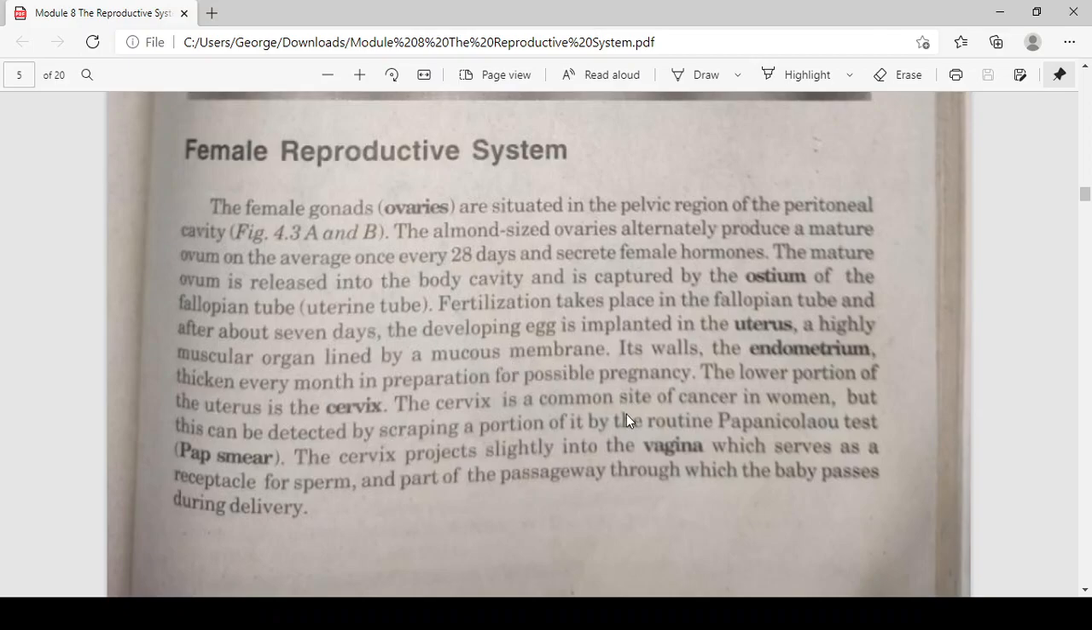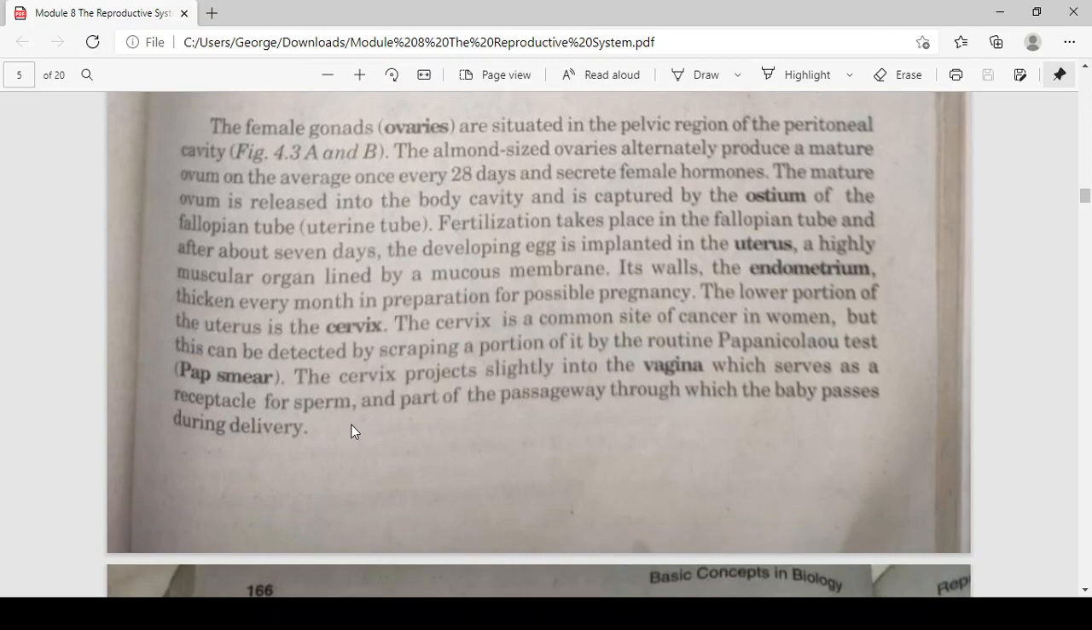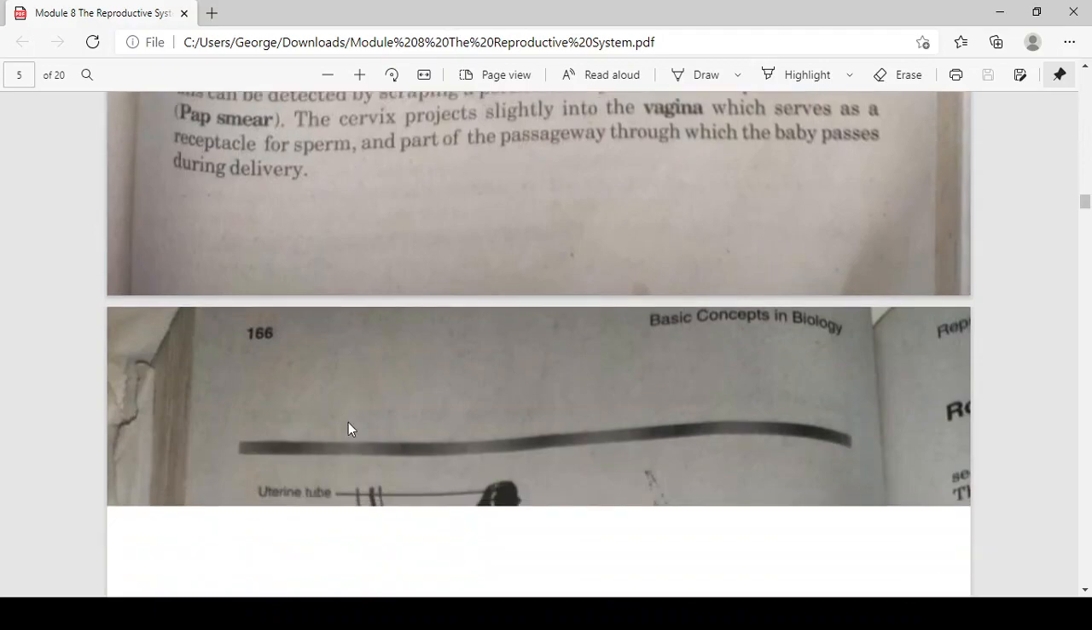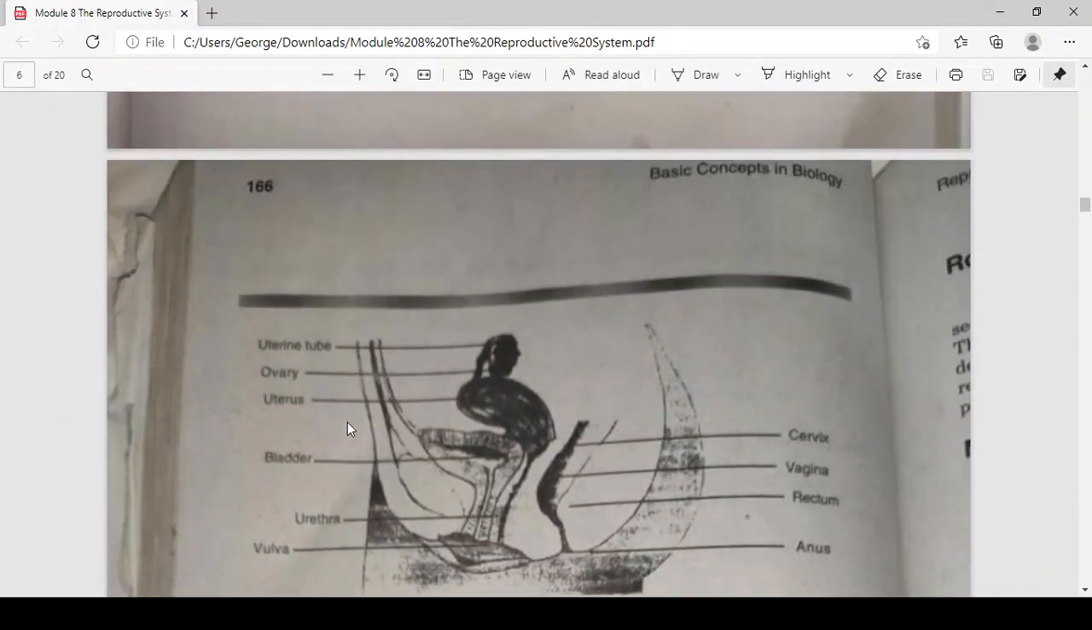So that is, kids, the purpose of our menstrual cycle. The lower portion of the uterus is the cervix. The cervix is a common site of cancer in women, but this can be detected by scraping a portion of its tissue in the routine Papanicolaou test, your pap smear. Kids, you get a pap smear if you are pregnant, okay? The cervix projects slightly into the vagina. It serves as a receptacle for sperm, the part of the passageway through which the baby passes during pregnancy.